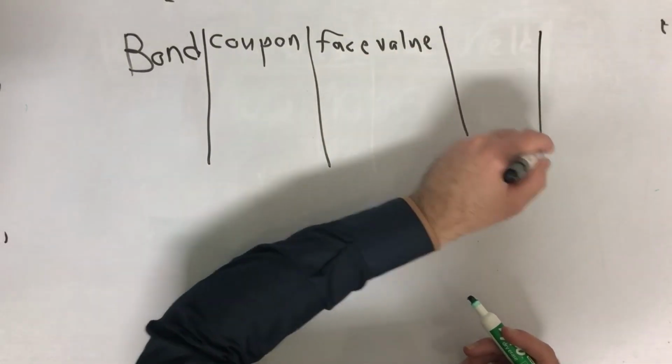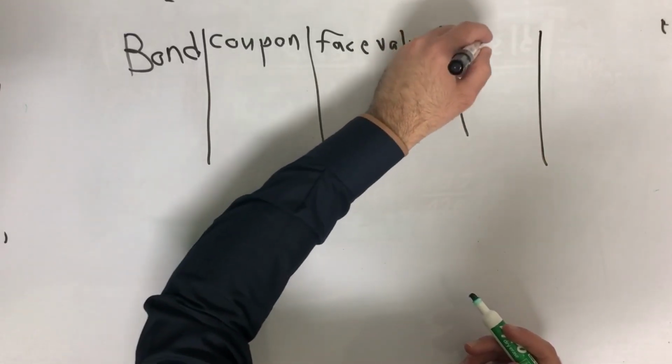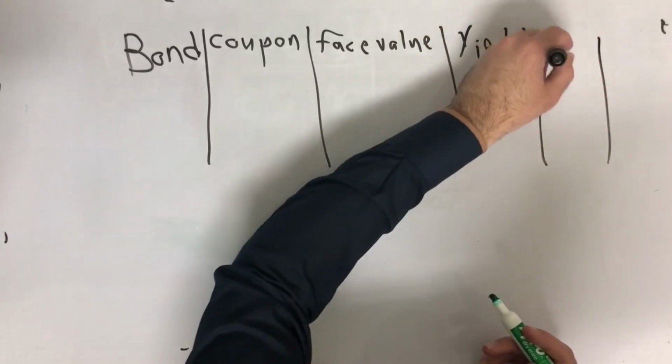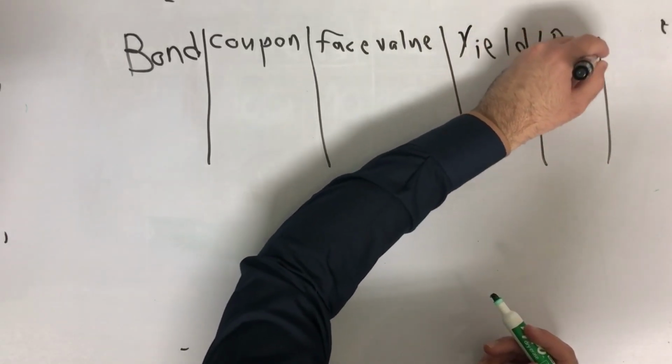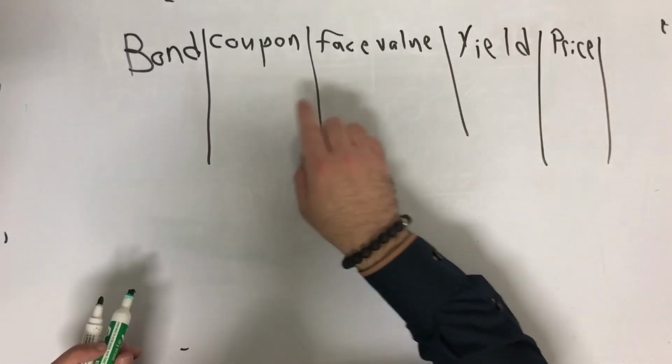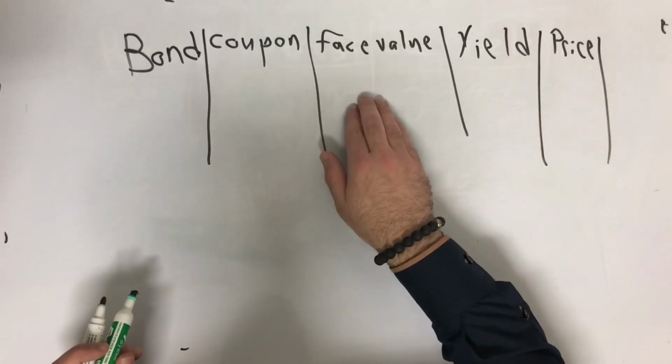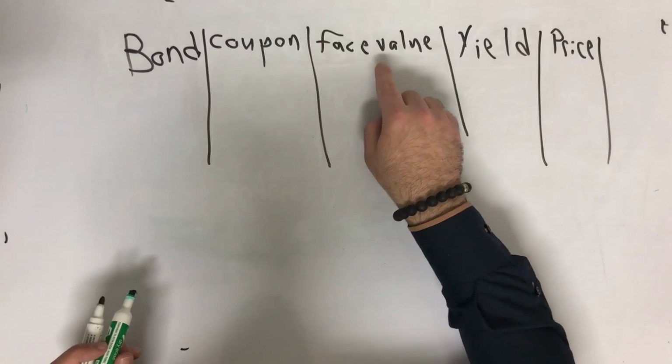And we have something also called yield. And of course, the price of the bond. And there's also something called maturity. The maturity is when the lending period is over and the government will pay you the face value.